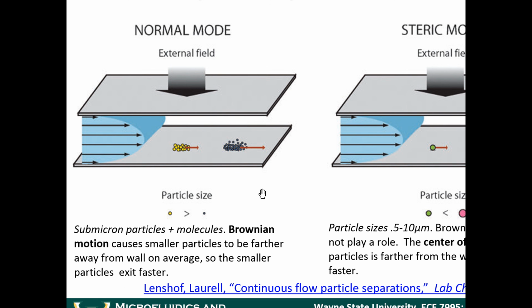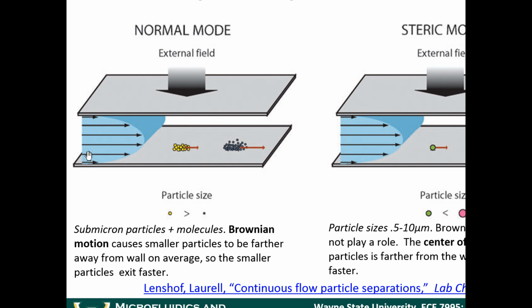If both of the particles are subject to Brownian motion, meaning they're very small, usually submicron, then you could imagine that the particles that experience more Brownian motion are on average farther away from the wall, so they end up traveling through the system faster. Let me remind you of another important concept. Whichever particle is farther away from the wall will get through faster.